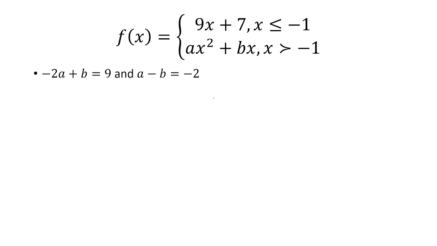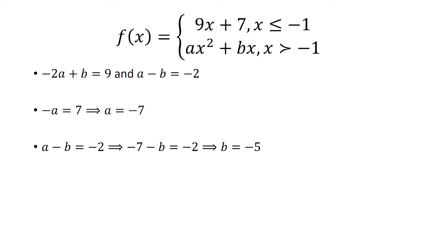Now we want to combine these two equations, and what I'm going to do is just add these. So -2a plus a gives us -a. b plus -b is just 0. 9 plus -2 is 7. So that means a equals -7. From there, I'm going to plug it into the second equation. We have -7 minus b equals -2. So b equals -5.